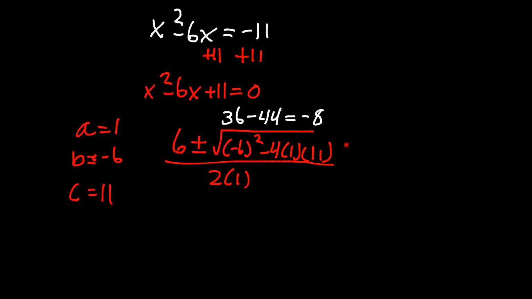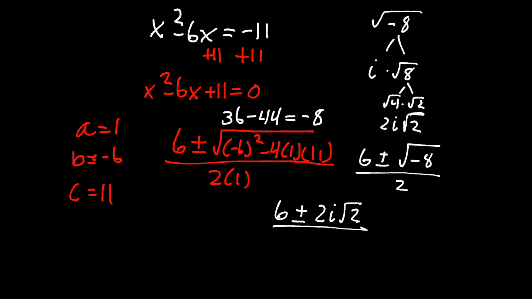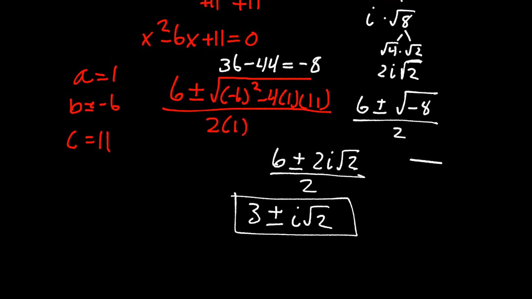And if we work this out to get our answers, we're going to have 6 plus or minus the square root of negative 8 all over 2. We're going to have to take that square root of negative 8 and simplify that down, make it in terms of i. So this would be i times the square root of 8. And the square root of 8 is the square root of 4 times the square root of 2. So this would be 2i root 2. I can put it together to get 6 plus or minus 2i root 2 all over 2. And then just like we did in one of the previous examples, the 6, the 2, and the 2 are all divisible by 2. So we can turn that into 3 plus or minus i root 2. And that is our solution here.